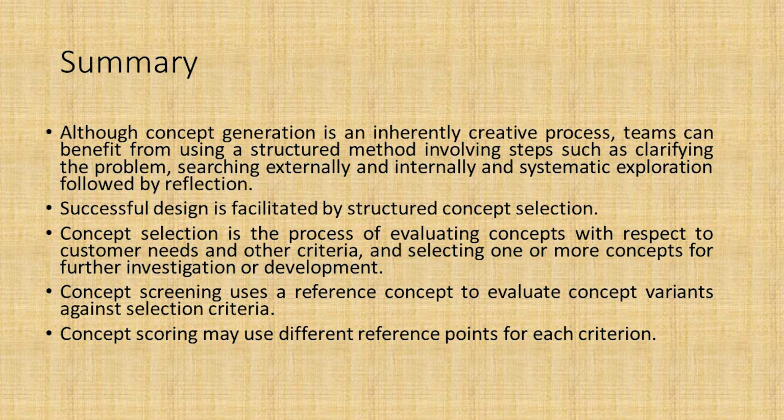There are 2 types of concept selection. One is concept screening and the other is concept scoring. Concept screening typically uses a reference concept to evaluate various concept variants against selection criteria, and typically this involves creating a matrix that we saw during the lecture, which is known as a Pew matrix. Once you have done that, you may use concept scoring to do more refined concept selection, and this typically uses different reference points for each criterion.